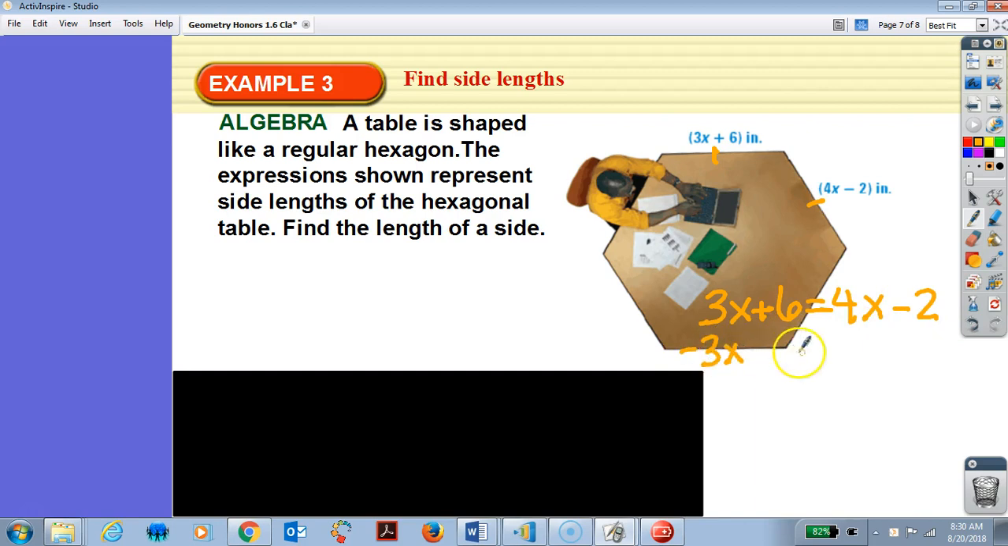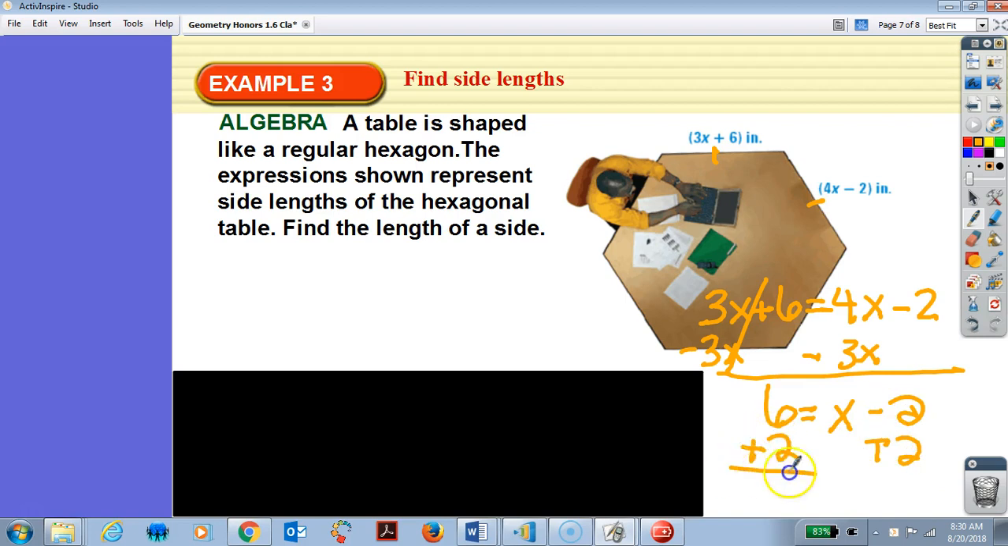Subtract 3x from both sides. 6 equals x minus 2. Add 2 to both sides. 8 equals x. So now that we know that x is 8, 8 times 4 is 32, minus 2 is 30. This one better be 30 also. 8 times 3 is 24, plus 6 is 30. So we know we're good. Each side length is 30.